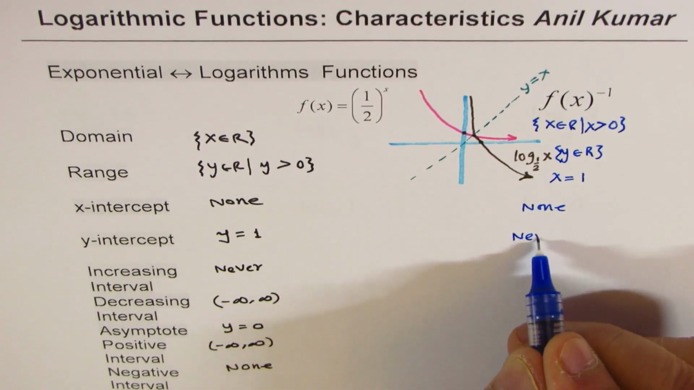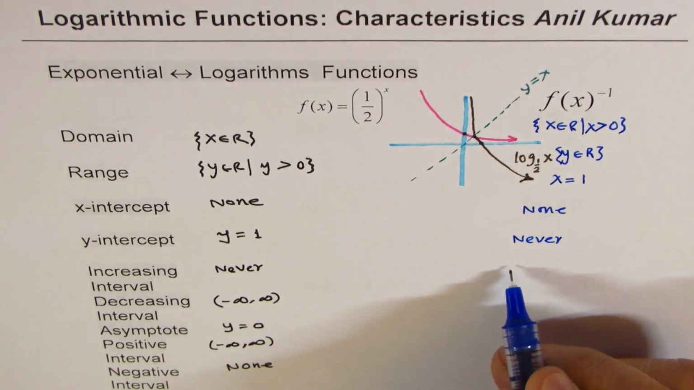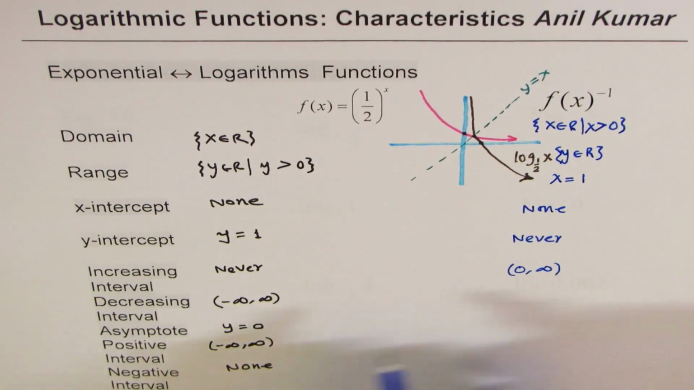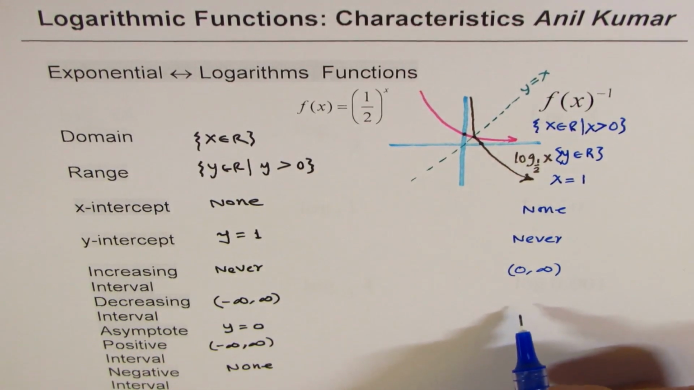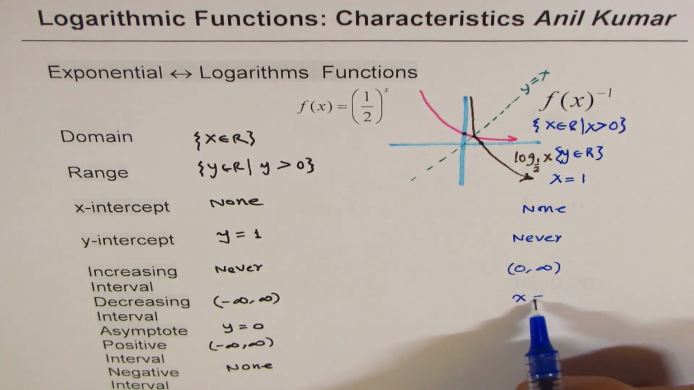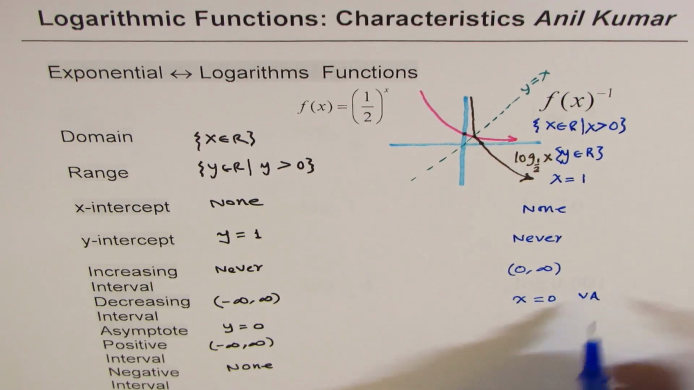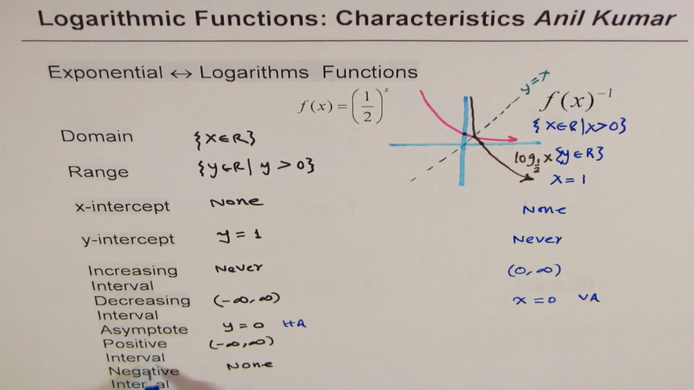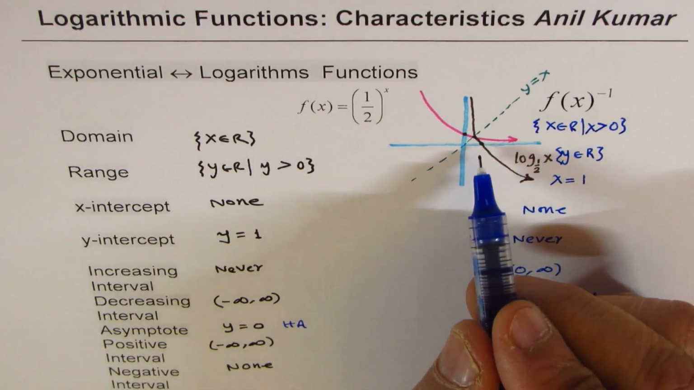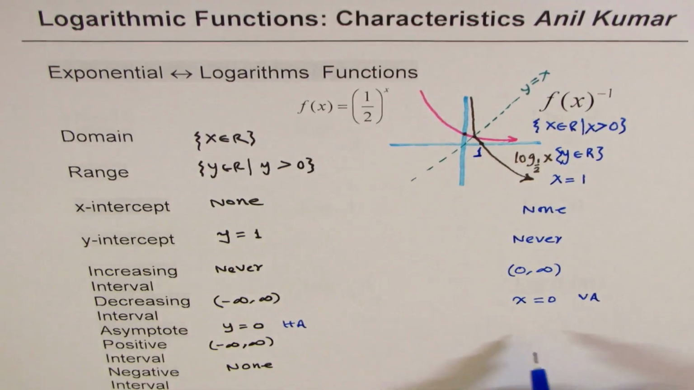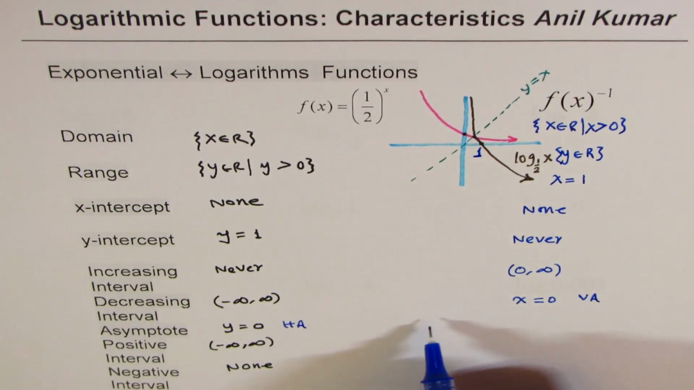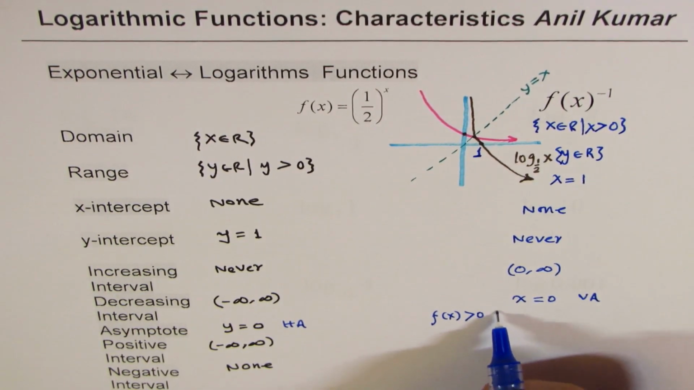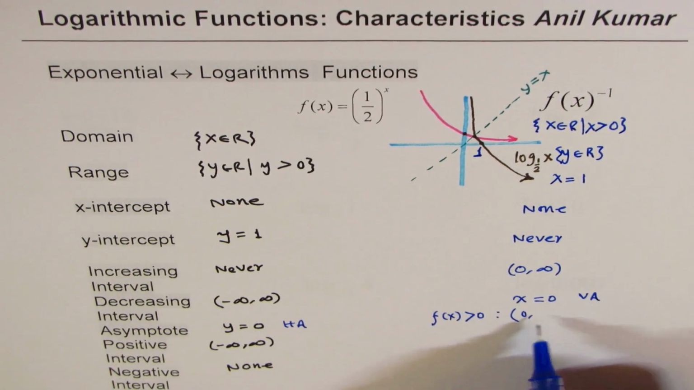Increasing, never. Okay, it is always decreasing. So it is decreasing in this interval of its domain, which is from 0 to infinity. Asymptotes, we have one asymptote, which is x equals 0, a vertical asymptote, correct? In the exponential case, it was a horizontal asymptote. Positive interval, now this point is at x equals 1, so we do have a positive interval. So let me write here, f of x is greater than 0 from 0 to 1.